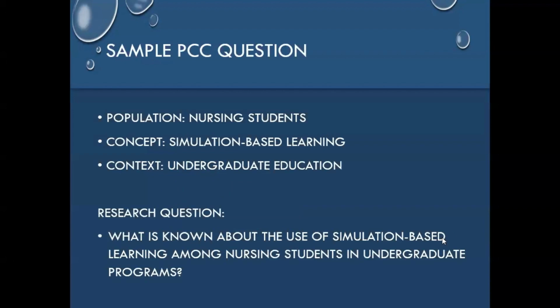So let's look at a quick example of a PCC question. So you can see that our population is defined here as nursing students. And the next one is your concept, simulation-based learning. And then your context is undergrad students. And then you can see our question here. So this question becomes clear, focused, and structured for your review.